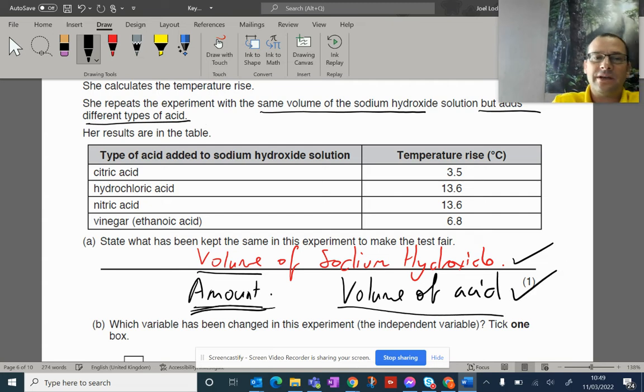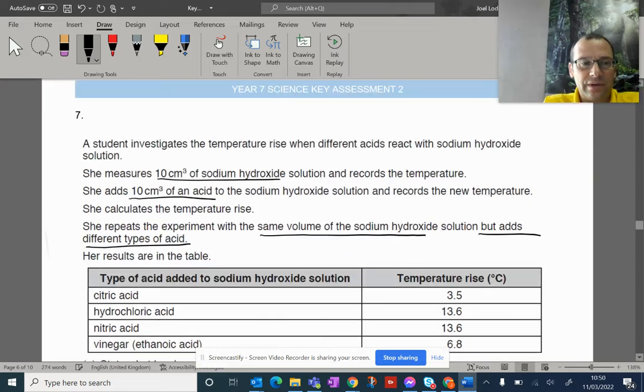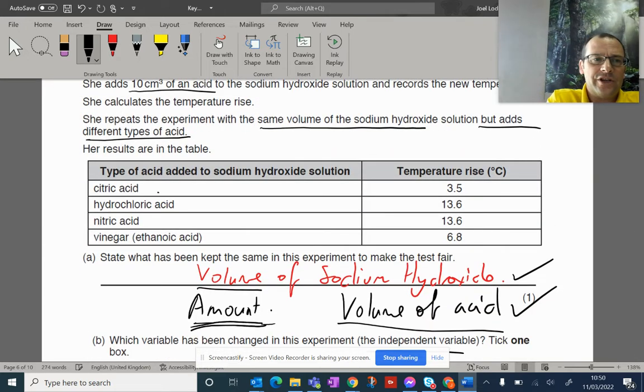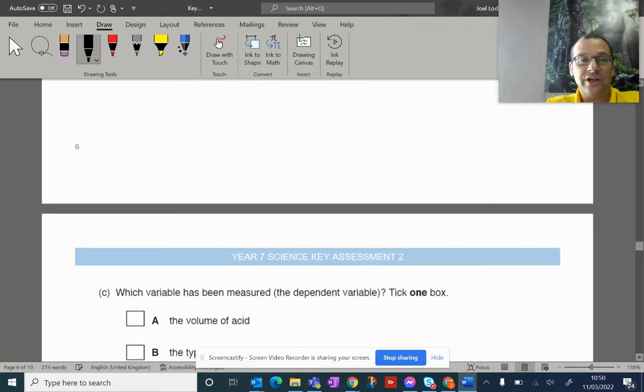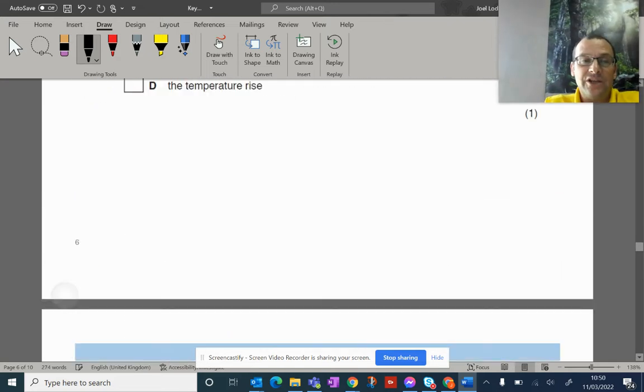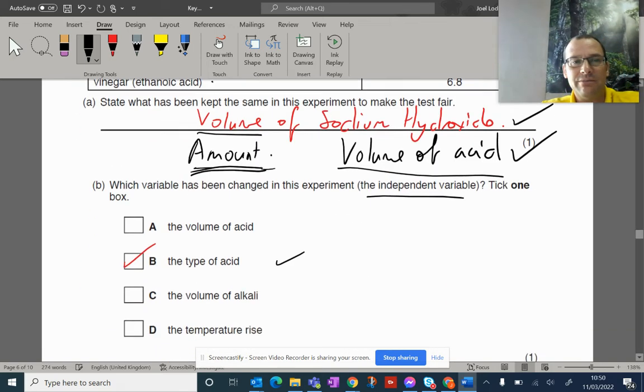Okay, that would have been kept the same as well. The variable that's been changed, the independent variable, so if we look here, we are changing the types of the acid. We've got 1, 2, 3, 4 types of acid, so it was the type of acid that was being changed. The one that's being measured is the temperature rise.